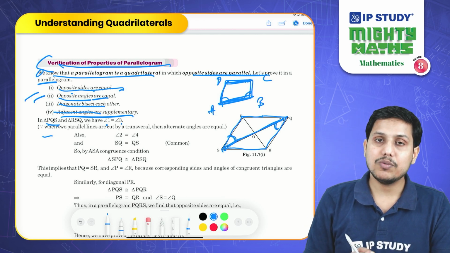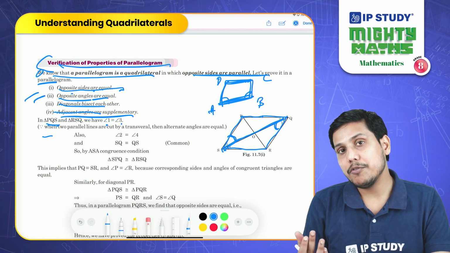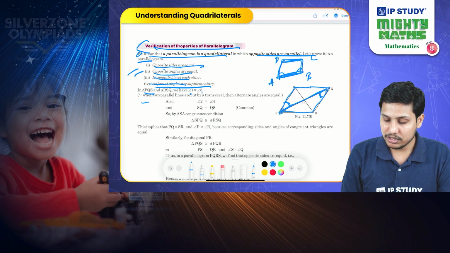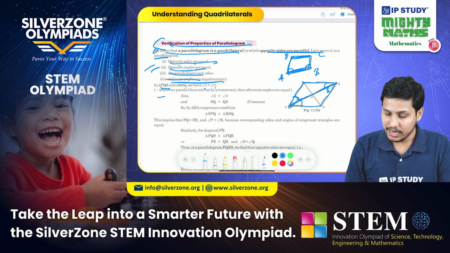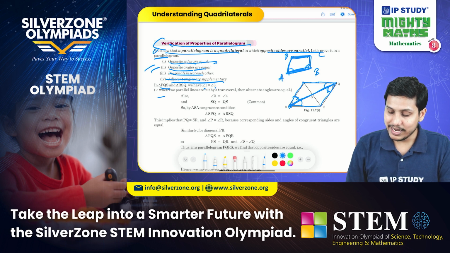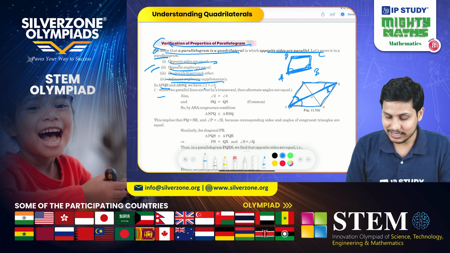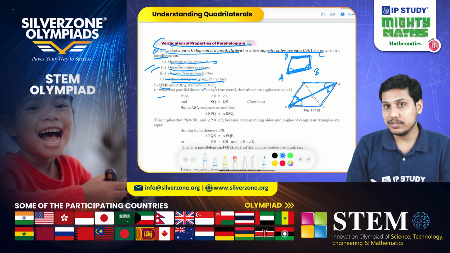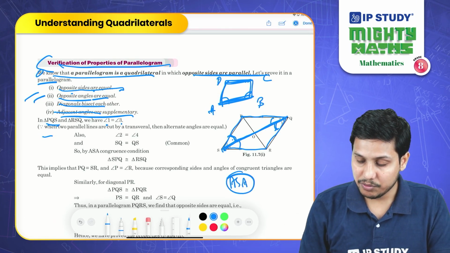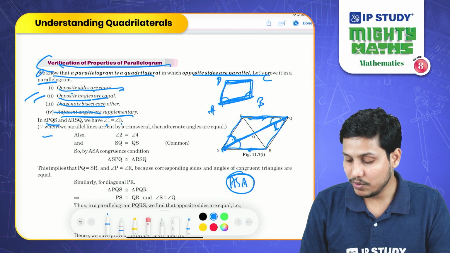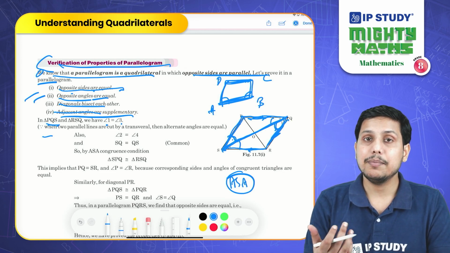These two are equal. To prove the properties of a parallelogram, the concept of congruency helps us. Here we have angle 1 equal to angle 3 and angle 2 equal to angle 4. These two pairs are equal, and we have a common side SQ. Now these two triangles are congruent to each other by the ASA property, because two angles and one side are equal. Now these two sides are equal and these two sides are also equal, so we can say the opposite sides are equal in a parallelogram.